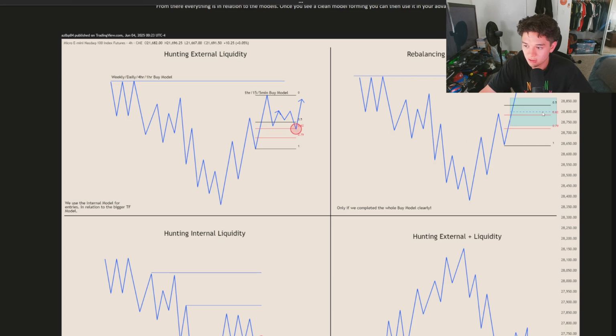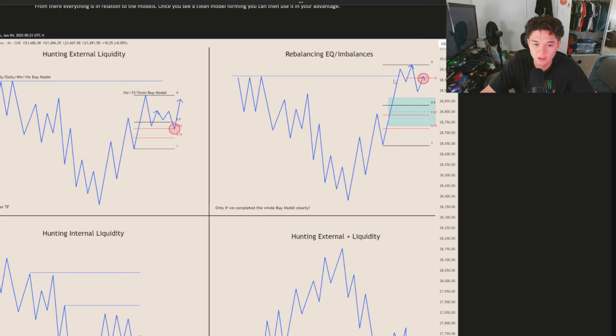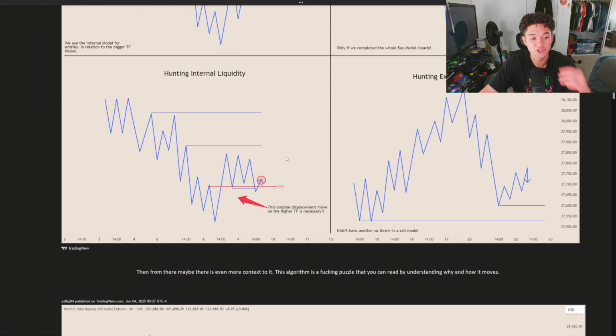Oh, hold on, let me make sure you can see that. Did we just complete a buy model and we have reason to expand to retrace lower? There's an imbalance, there's equilibrium, there's a reason to rebalance lower, a clear reason why. Maybe we just had the original displacement move on the higher time frame and we're hunting this internal liquidity within the buy model, and we formed an internal buy model right here. That's what I'm looking for.